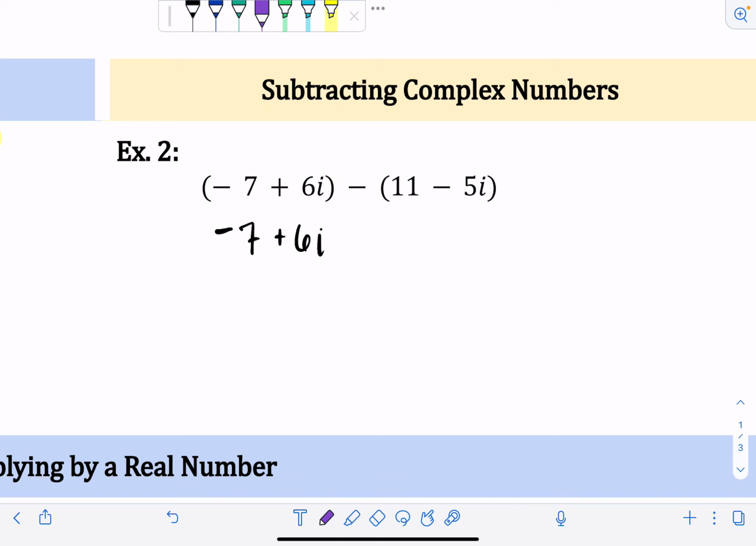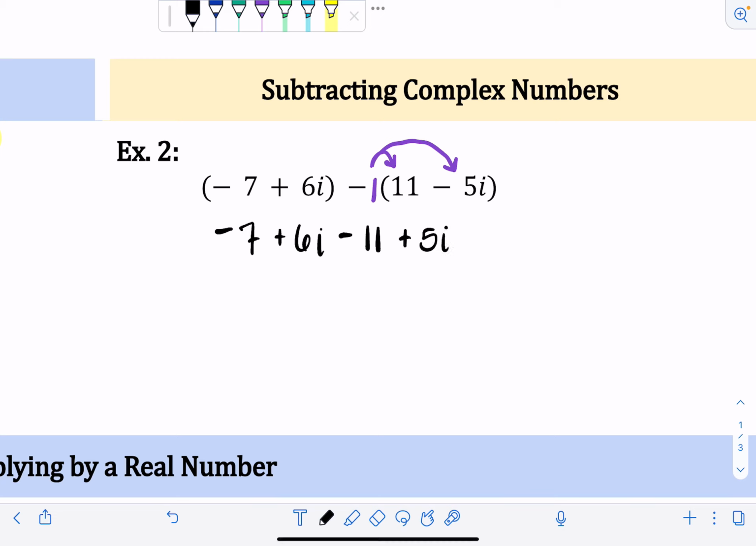So now I'm going to pretend that I don't have a number written in front of here. I just have the minus sign, but I'm going to view that as a negative 1. And then I'm going to go ahead and distribute that negative 1. So negative 1 times 11 is negative 11, and then negative 1 times negative 5i. Negative times negative turns into a positive.